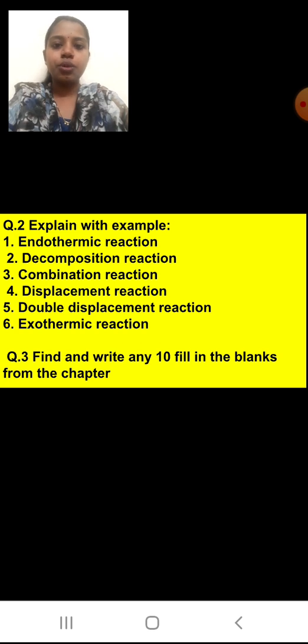Next question, question number 3: find and write any 10 fill in the blanks from the chapter. From the whole chapter, any 10 fill in the blanks which you feel are important, where you think, yes, this point should be noted down, I should remember this statement. You can form fill-ups from those statements, and you are going to form any 10.